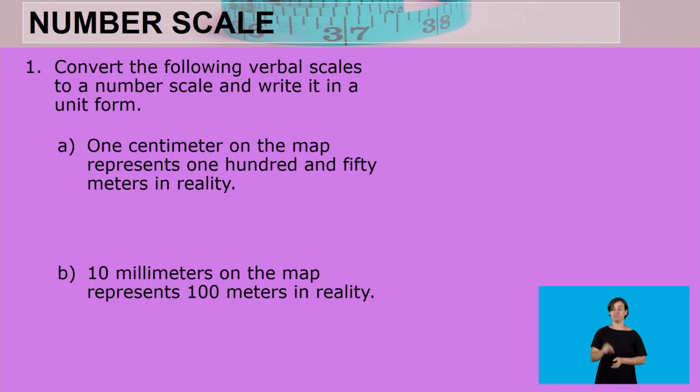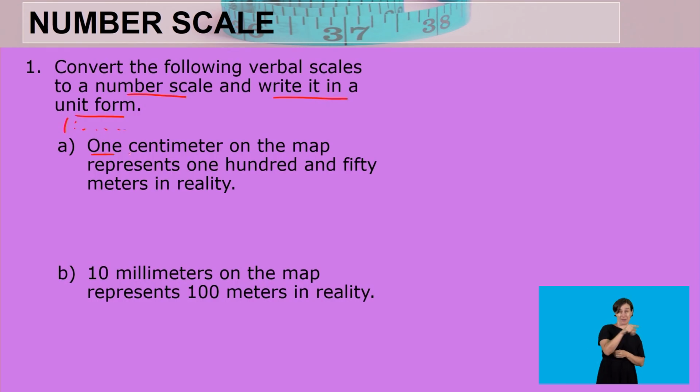Question 1 says, convert the following verbal scales to a number scale and write it in unit form. Remember, when you write the scale in unit form, it means it should be 1:2 something. So that's how they want us to represent these verbal scales. So let's start with A.